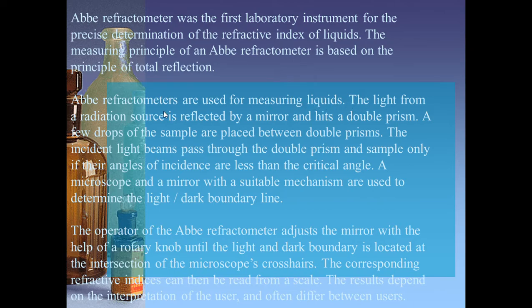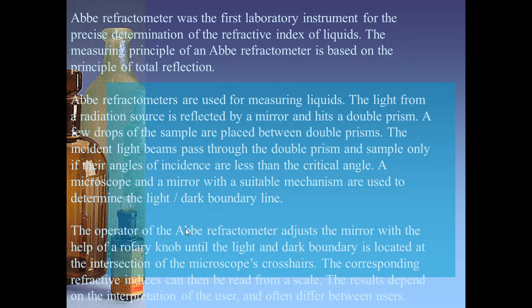The light from a radiation source is reflected by a mirror and hits a double prism. A few drops of the sample are placed between the double prisms. The incident beams pass through the double prism and sample only if their angle of incidence is less than the critical angle. A microscope and a mirror with a suitable mechanism are used to determine the light-dark boundary line.